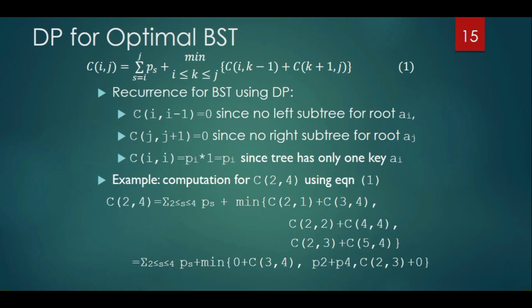This concludes the theory session on optimal binary search tree with an example. In the next session, we will be learning how to solve a problem using optimal binary search tree, and how exactly it works.